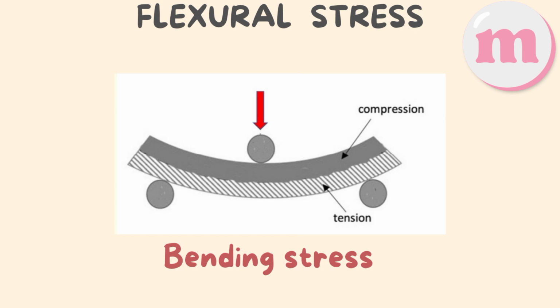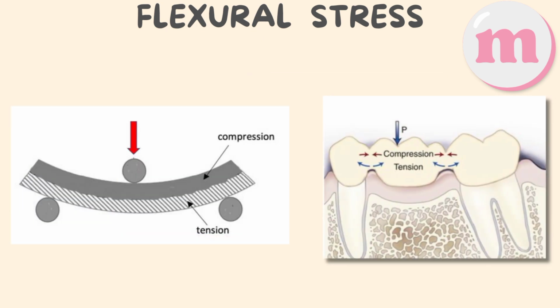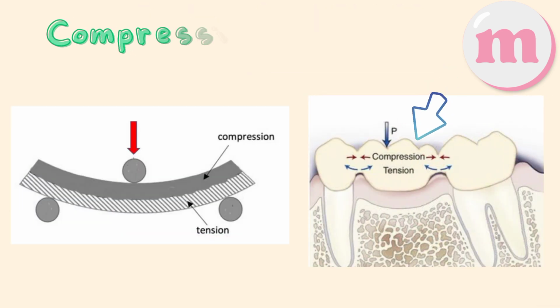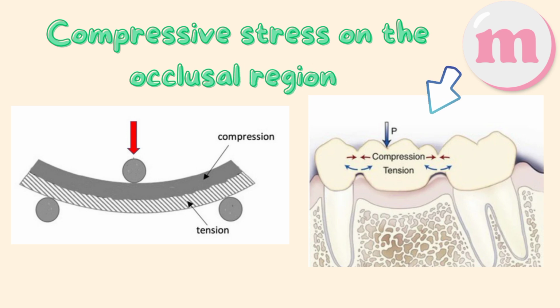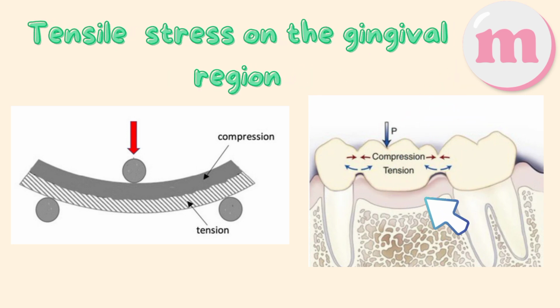The first one occurs when flexural force is applied on a structure in three-point loading, whereby the end points are fixed. Here in this case, the force will be applied in between the end points. Compressive stress will be developed on the concave side, and tensile stress will be developed on the convex side. Now let's compare the example with a 3-unit FPD. Here, the compressive stress develops on the occlusal side, and tensile stress develops on the tissue side.